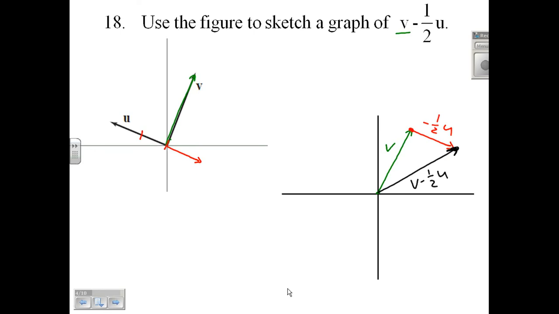Again, probably exactly what you would predict. But a frame of mind to be in is that v minus 1/2 u doesn't really take our vector along this path. It really takes our vector along that path. It's really just one new job. It's one new vector.